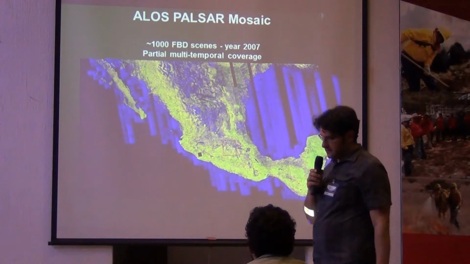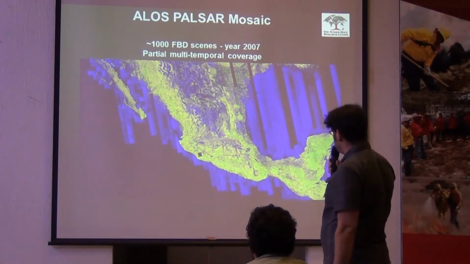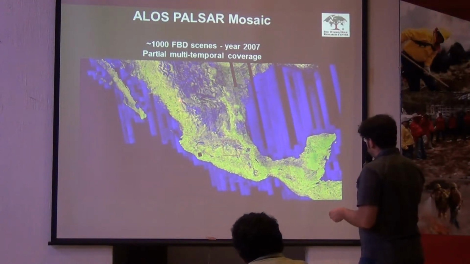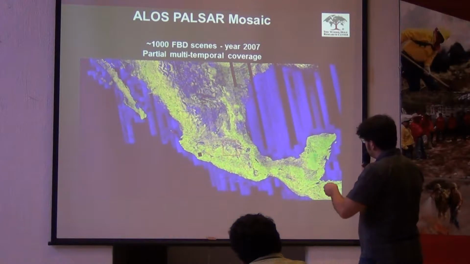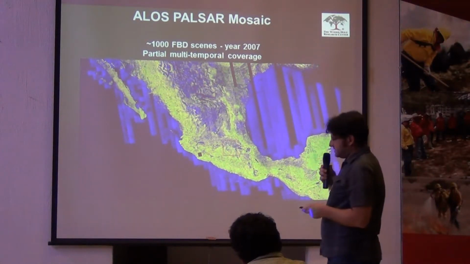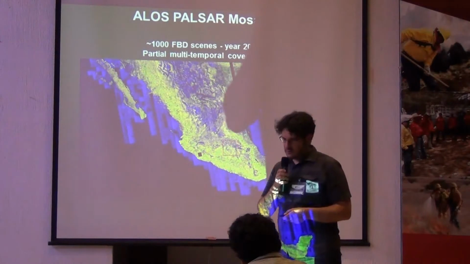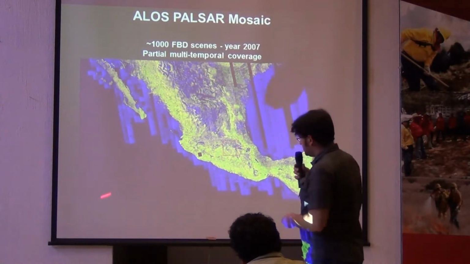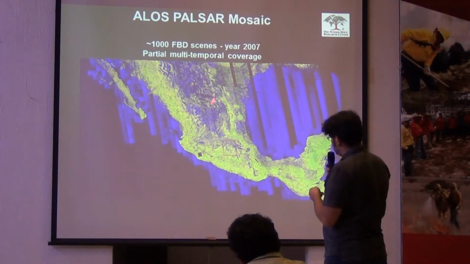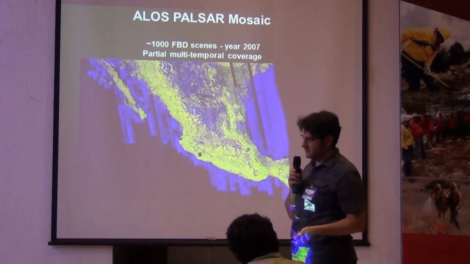So this is the initial ALOS PALSAR mosaic that we used for Mexico. What we can see in the mosaic are these striping effects. So these are actually orbits. So one acquisition when the sensor flew along actually from south to north. And the thing with radar is it's not only sensitive to forest structure, but also to moisture quite a bit. So when we see these brighter stripes here, it was simply more wet.